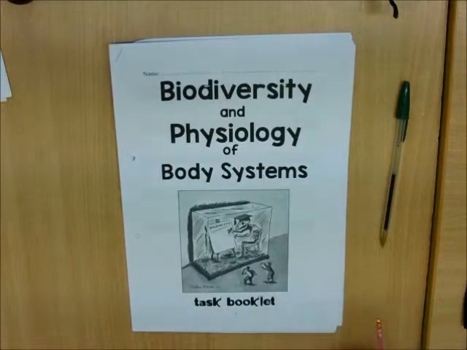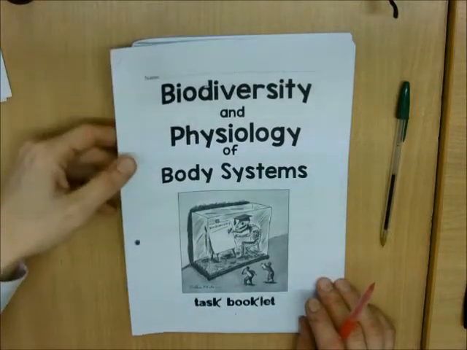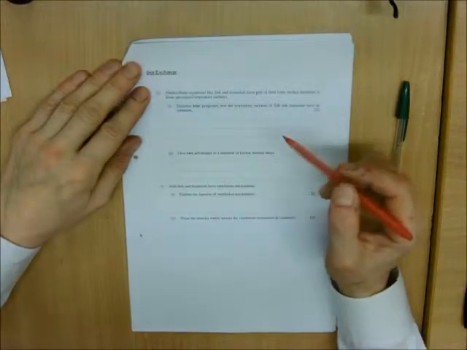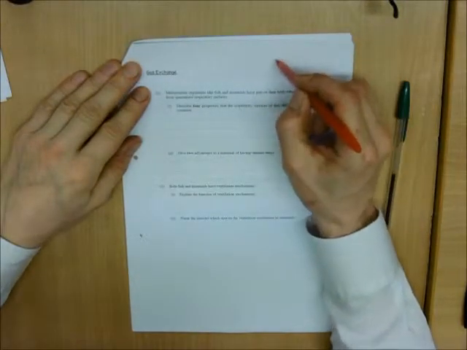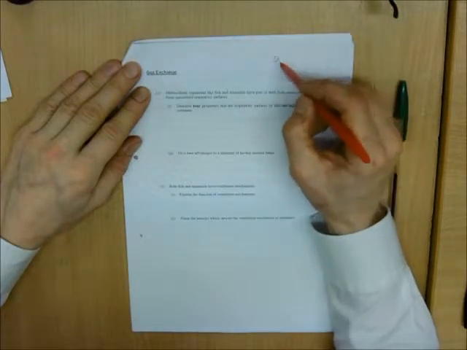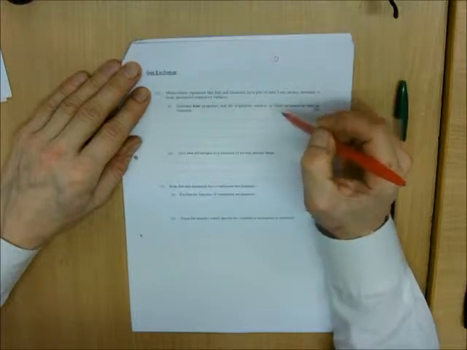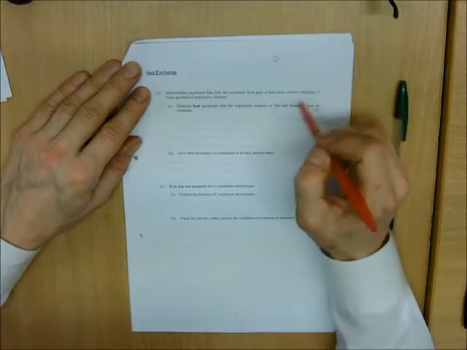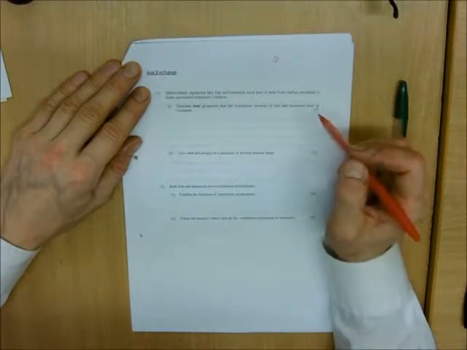Textbook questions, biodiversity and physiology of body systems, and we're looking at gas exchange, question 3. Multicellular organisms. So if you remember, what does that mean? An amoeba is a single cell, whereas you, the fish, other mammals, are lots of, trillions of cells.